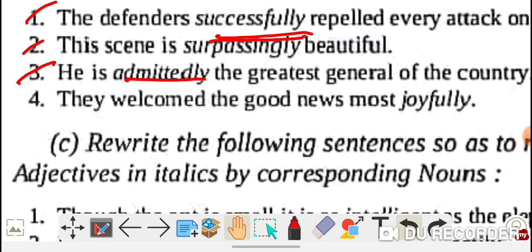Number four, they welcomed the good news most joyfully. So what is the verb form of joyfully? Rejoice. So the answer is, they rejoiced most at the good news. Okay, we changed the line. They rejoiced most at the good news.